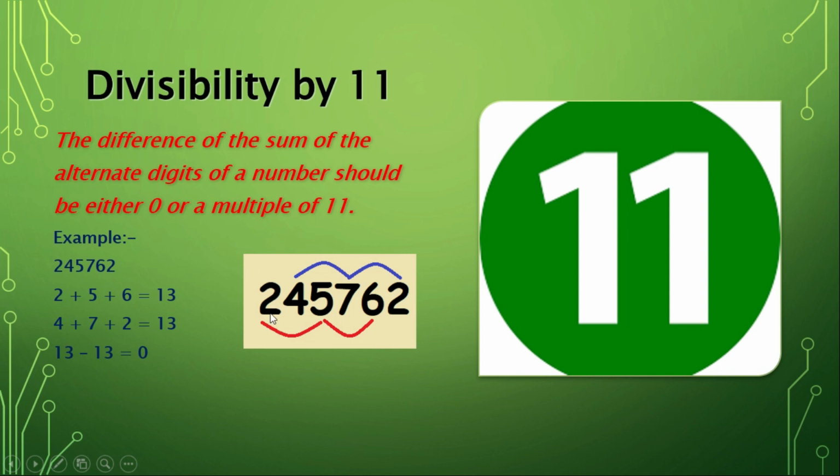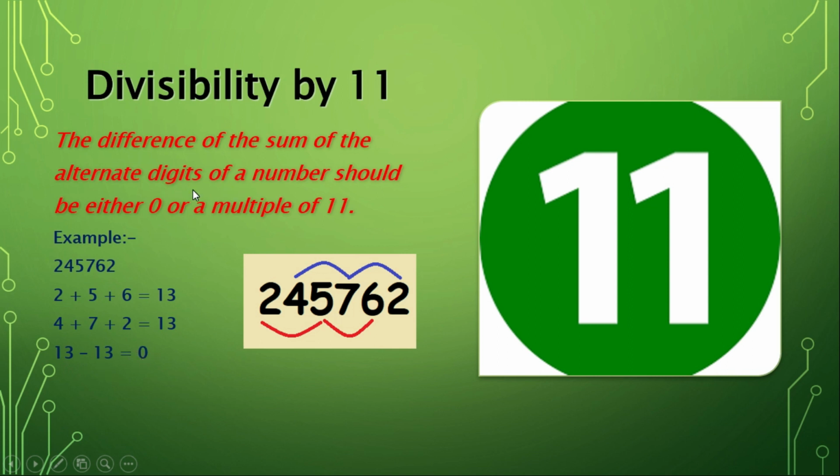Alternate digits means, I have marked here, this is a number and I have marked the alternate numbers with red and blue ink. Alternate means one after one, leaving one in between, like 2 plus 5 plus 6. 2 plus 5 plus 6 is 13. Next numbers, 4 plus 7 plus 2. 4 plus 7 plus 2 is equal to 13, and then we have to subtract these two numbers. 13 minus 13 equals 0.